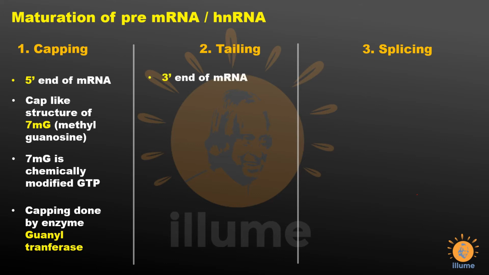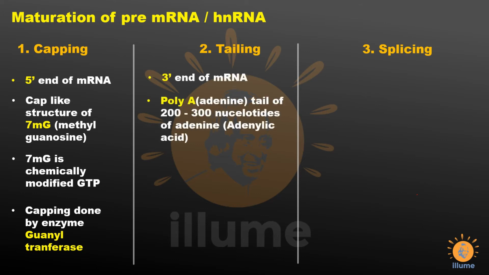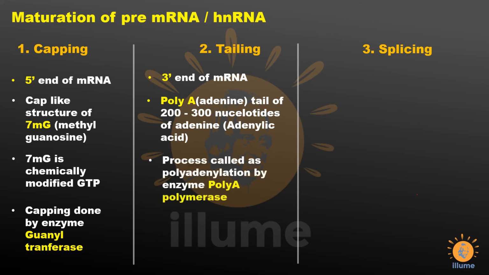Next is the tailing step. It occurs at the 3' end of mRNA, where a polyA tail of 200 to 300 adenine nucleotides is added. The nucleotides of adenine are actually called adenylic acid. So I can say 200 to 300 molecules of adenylic acid are attached at the 3' end, and the process is called polyadenylation. Poly means multiple, because multiple molecules of adenylic acid attach themselves. It is done with the help of an enzyme called polyA polymerase. You need to remember the names of the enzymes: polyA polymerase is responsible for tailing and guanyl transferase is responsible for capping.